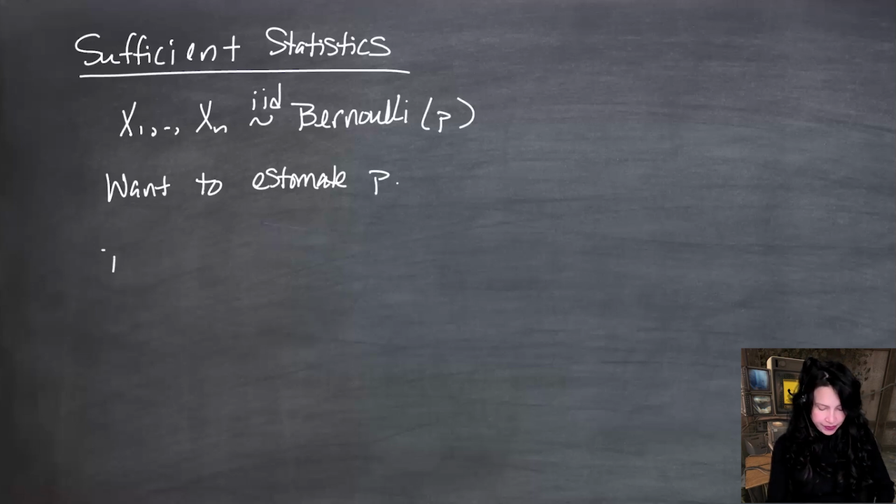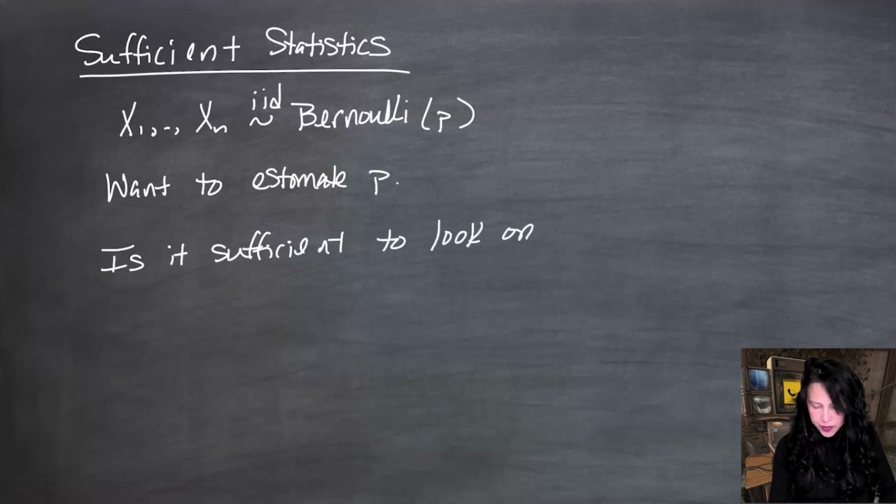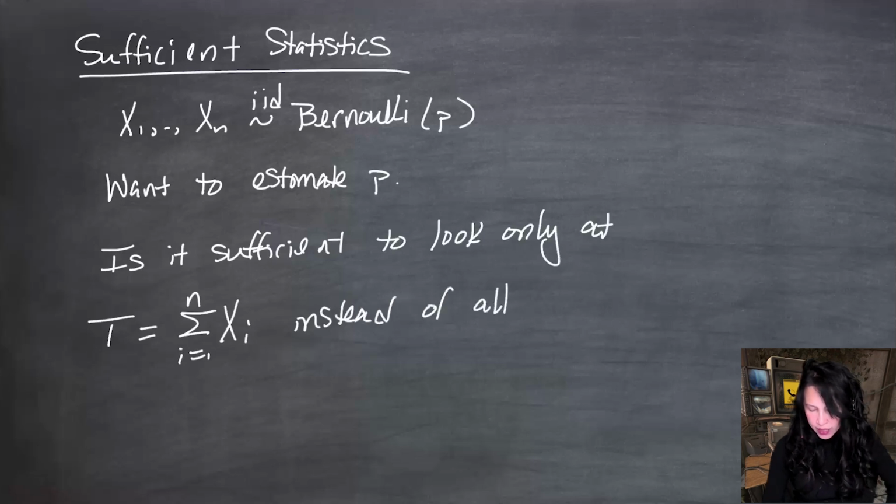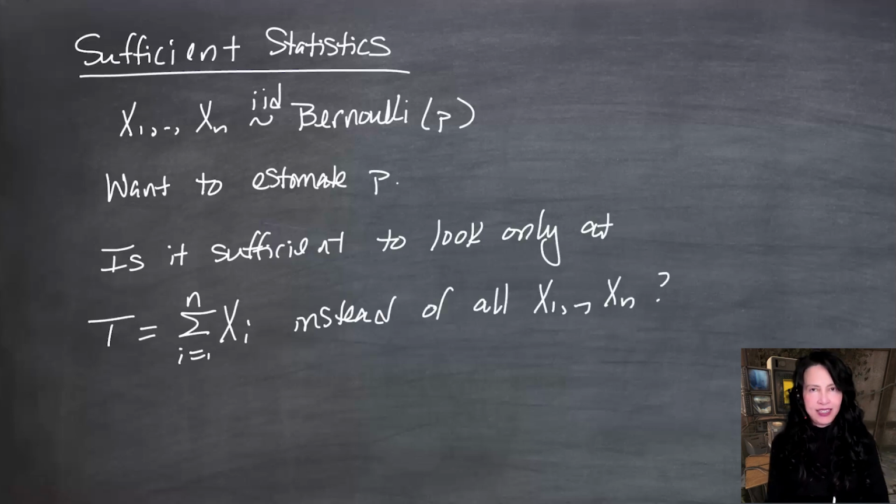So is it sufficient to look only at the statistic, I'm going to call it t, the sum as i goes from 1 to n of the x_i, instead of all x1 through xn? This is the idea behind sufficiency. It's going to be, can you reduce the dimensionality of the data into a statistic, or maybe 2 or 3 statistics that are enough for you to not lose information about p?